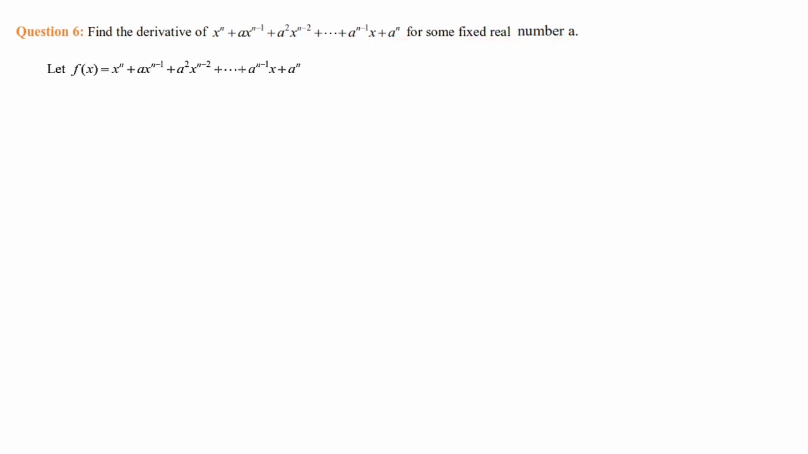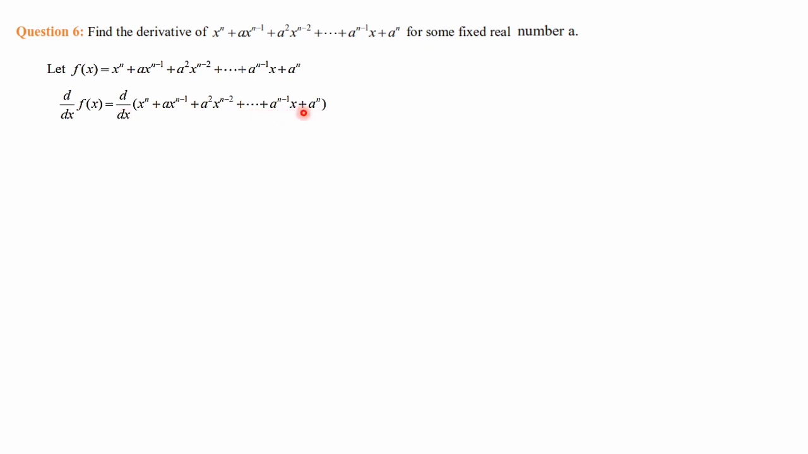Here let's take the given expression as f of x. f of x is equal to x power n plus a into x power n minus 1 plus a square into x power n minus 2 plus etc. plus a power n minus 1 into x plus a power n. Let's find its derivative. Means d by dx of f of x is equal to d by dx of these terms.